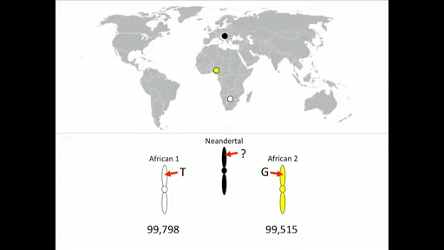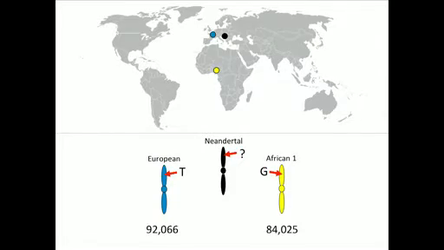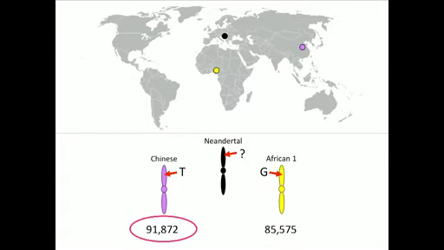Statistically speaking, there is no difference in how often the Neanderthal matches one African or the other. But this is different if we now look at a European individual and an African. Then, significantly more often, does the Neanderthal match a European rather than the African. The same is true if we look at a Chinese individual versus an African. The Neanderthal will match the Chinese individual more often. This may also be surprising because the Neanderthals were never in China.